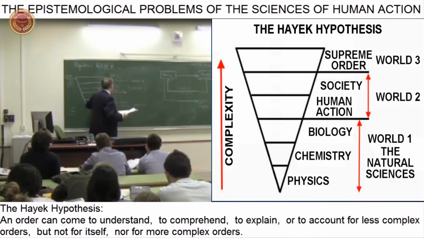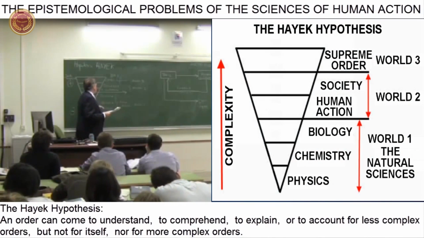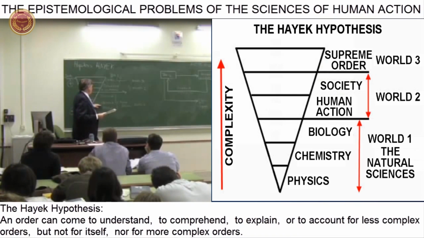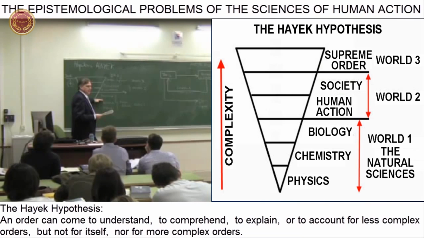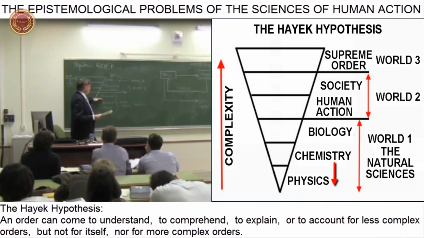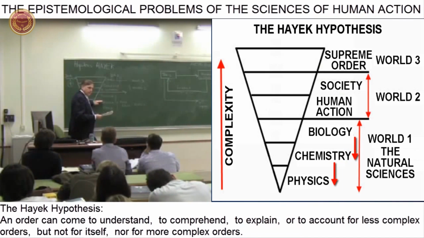Let's apply this Hayekian idea to the pyramid. An understanding of chemistry requires a science, physics, that focuses on simpler orders. And biology relies on both chemistry and physics.